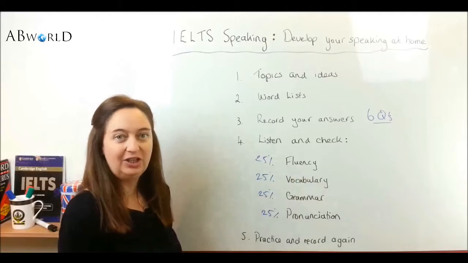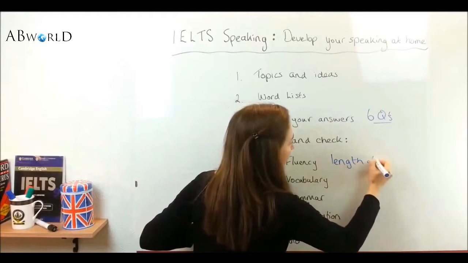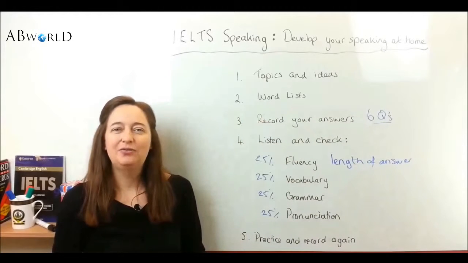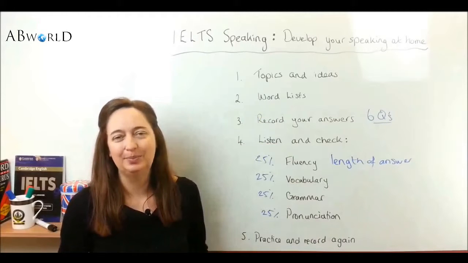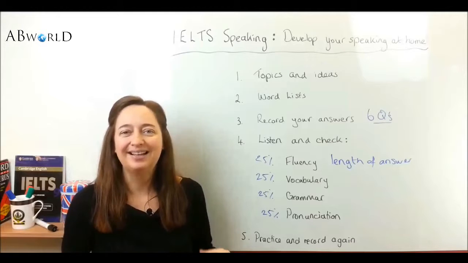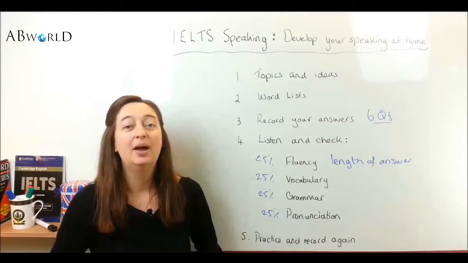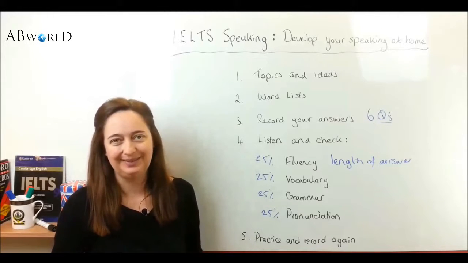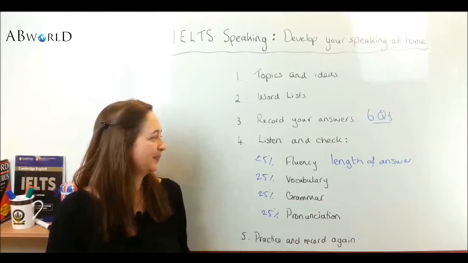Well, the first thing that you need to check is the length of your answer. Did you give a very short answer, or could you develop it a little bit more? When you develop your answer a little bit more, that is a higher band score. You're offering the examiner more language, and you're showing the ability to speak fluently. So develop your answer more, higher band score.